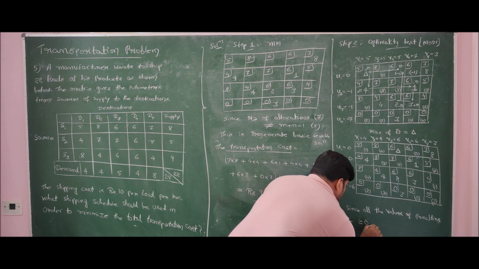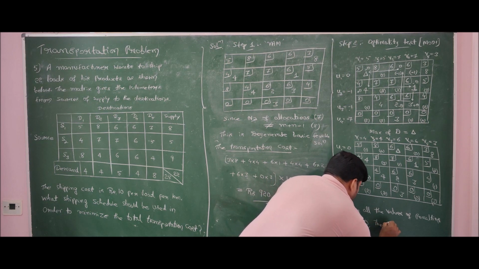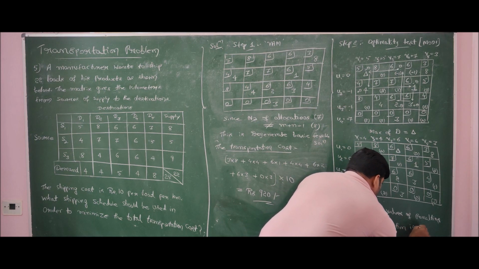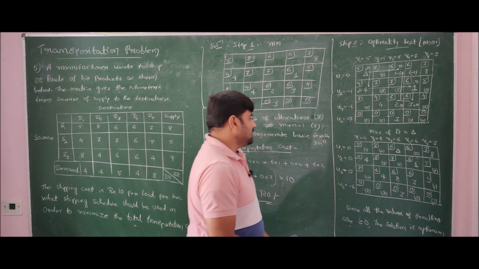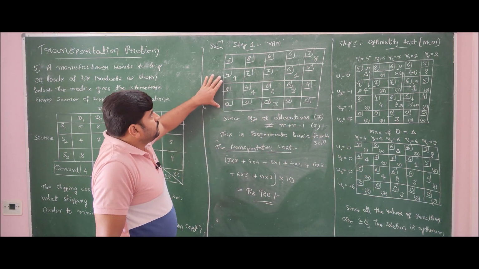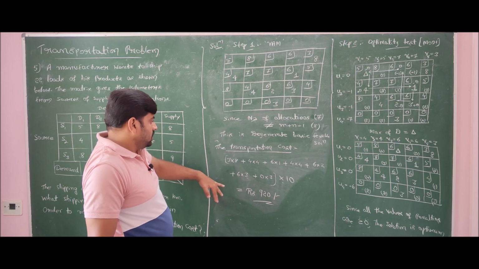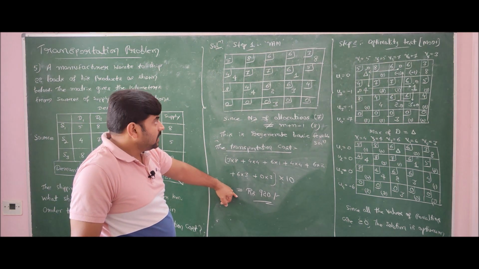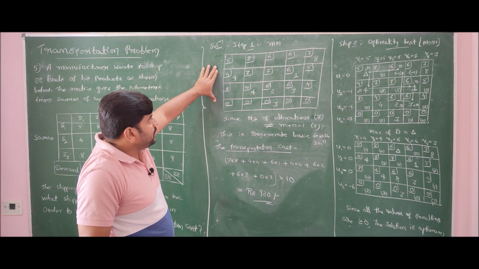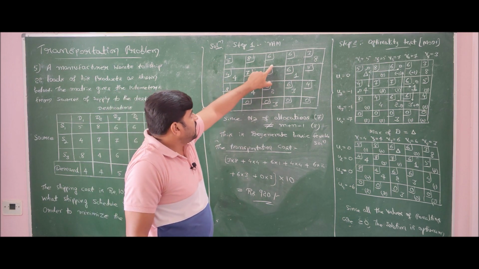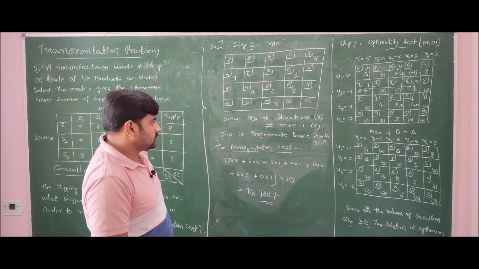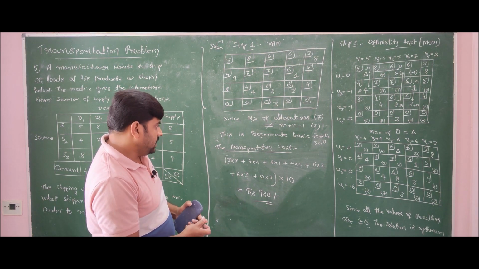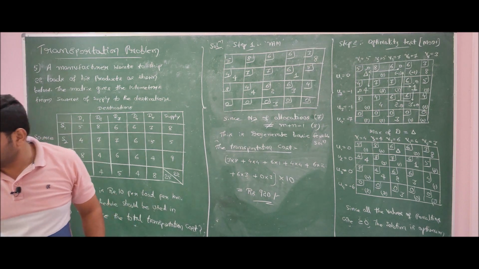Since all the values of penalties are greater than or equal to 0, the solution is optimum. So hence the answer what we got in the initial basic feasible solution itself is the answer. The answer is 920 rupees, and this itself is the optimum allocation with the value of delta placed here. So hence I'll write it properly, the final answer.